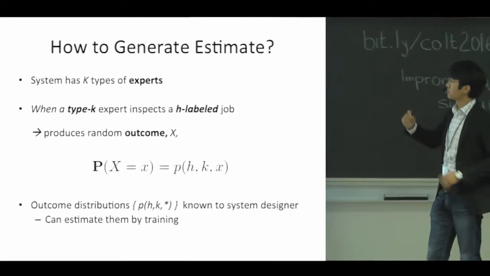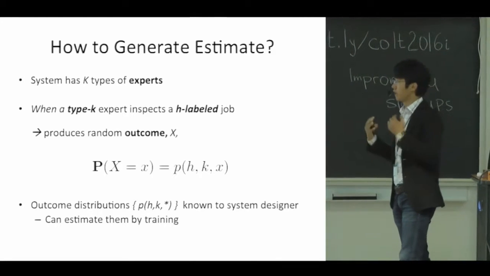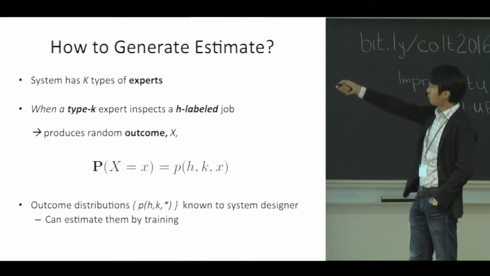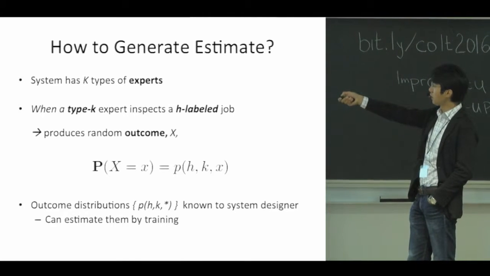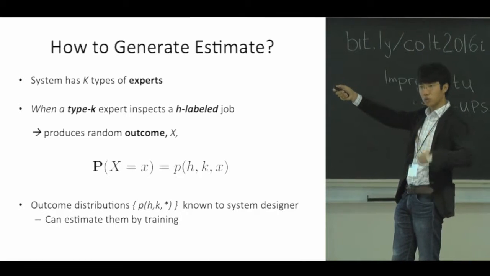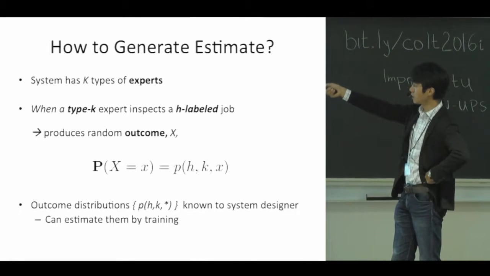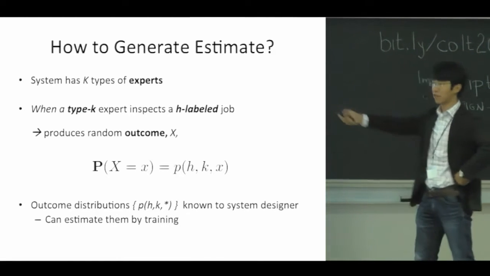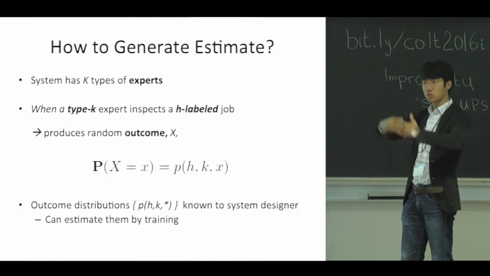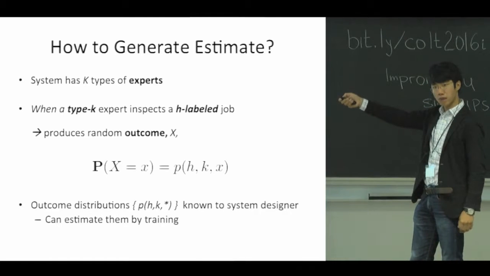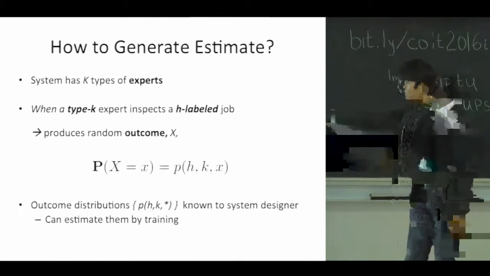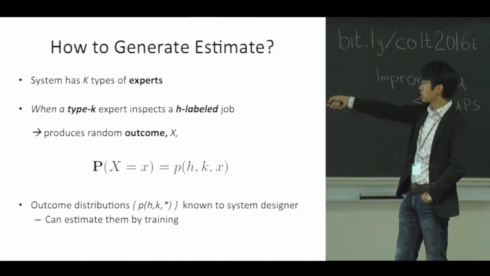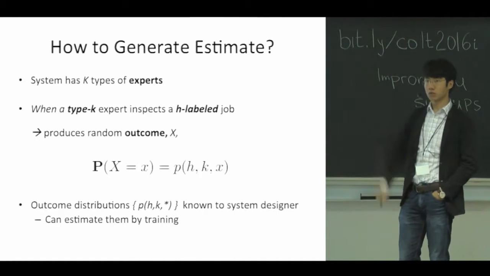We'll assume that the system employs a finite group of experts, servers, or people that behave in the following fashion. They're of k types, and when I give a job whose true label, which we don't know, is little h, to an expert of type k, then the result of this interaction produces a random variable called outcome x, whose distribution is given by P of hk and the outcome little x.